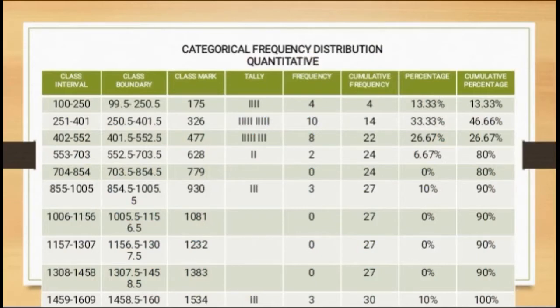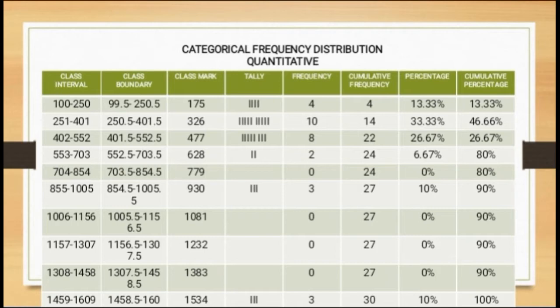Here is our quantitative data, and the respondent question was how much do they spend their money to supply their daily needs. And here's the table, which comprises the following: class interval, class boundary, class mark, tally, frequency, cumulative frequency, and percentage. So we will discuss first our class interval.